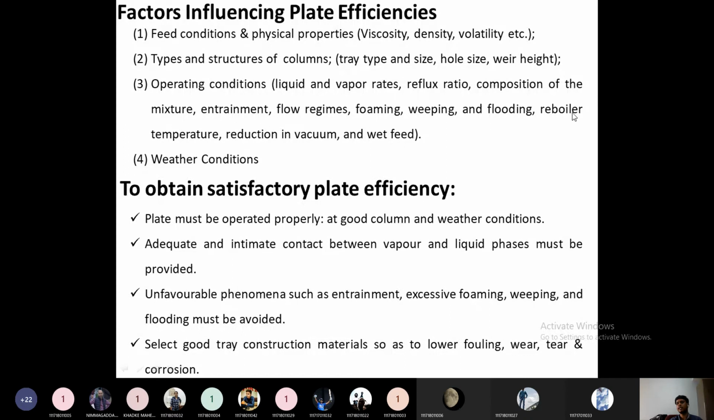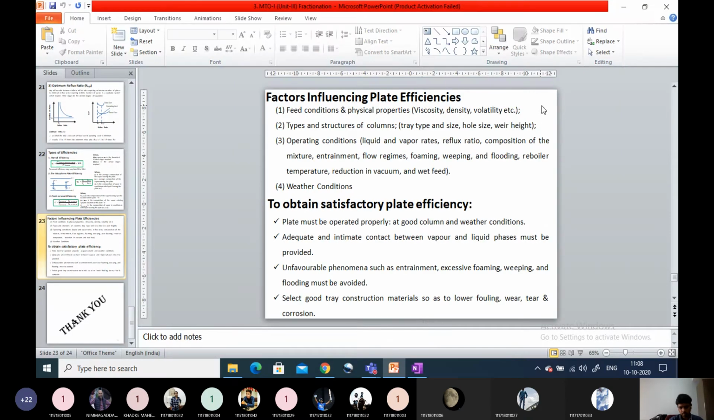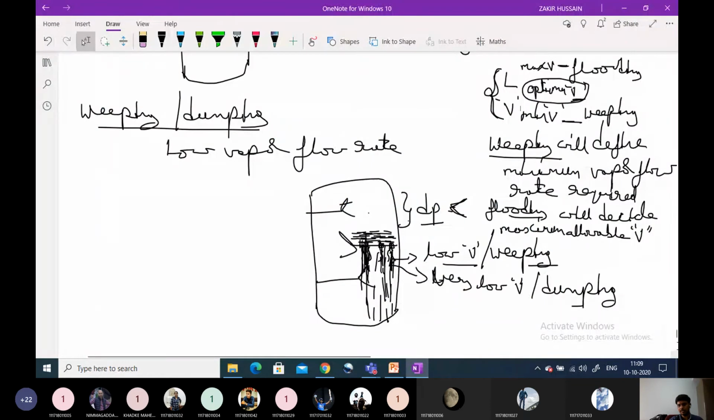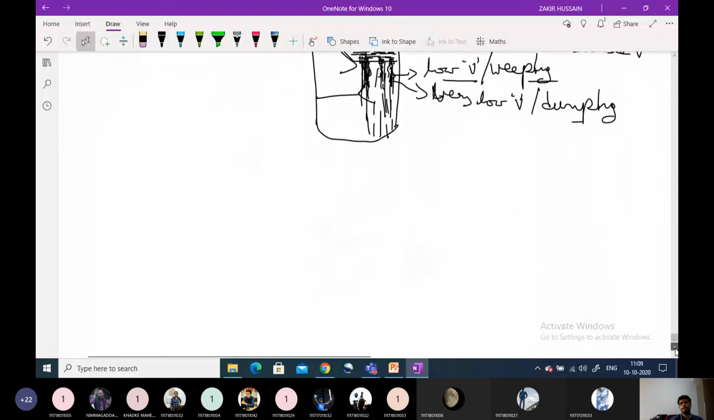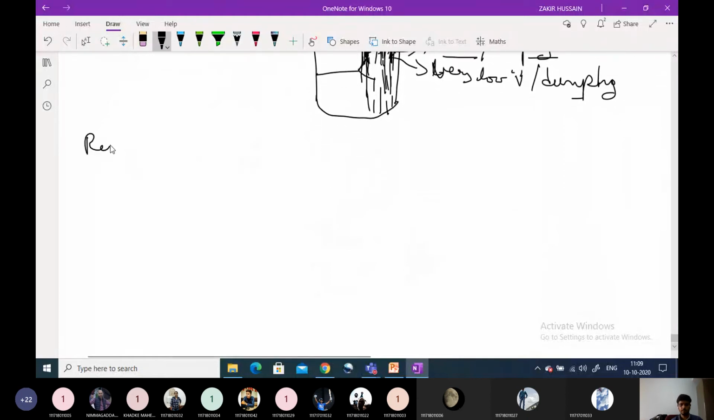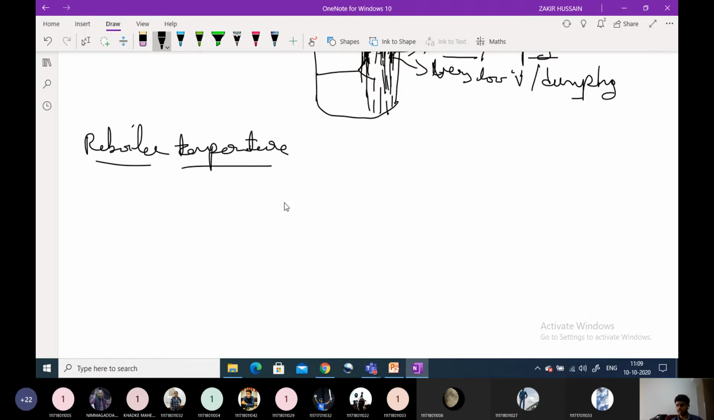The next factor affecting the efficiency is the reboiler temperature. So how does the reboiler temperature influence the efficiency of a column? If you consider this as a column, L is flowing from top to bottom and V is flowing from bottom to top. But how is this V coming? It is coming only because of the reboiler.